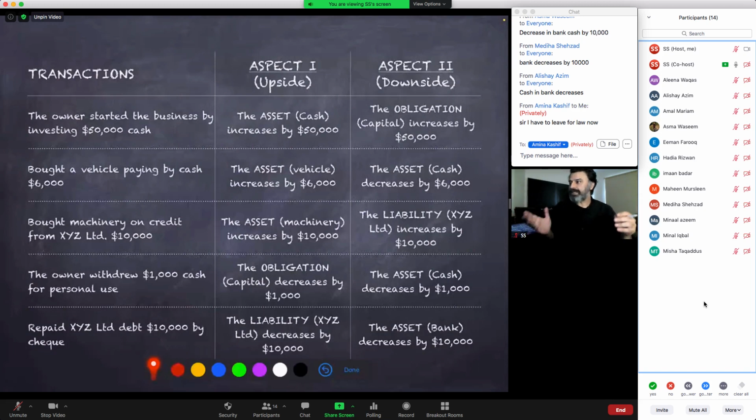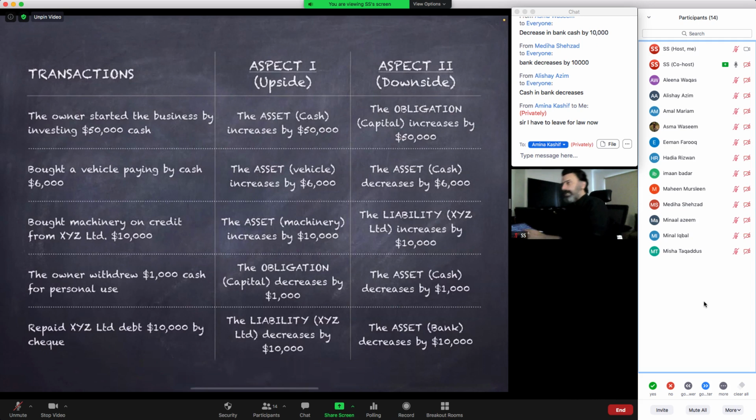So the duality principle simply says that a transaction cannot exist without the two aspects. You can't have just the upside and no downside, and you can't have just the downside and no upside. They will always be there, and they will always be equal to each other. From a financial point of view, they will always be equal. You can see in all these examples, if there was an upside worth 50,000, there was a downside worth 50,000, and so on and so forth in every transaction, right?